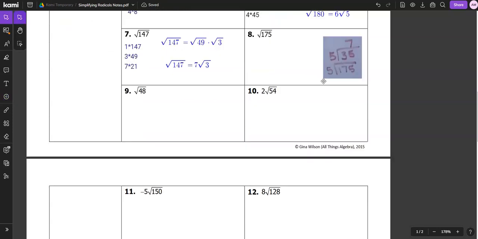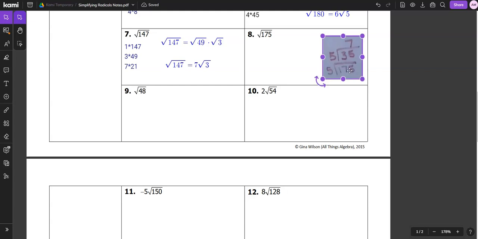One moment. Okay, so on number 8, what I'm doing is finding the prime factorization. That means I'm going to find all of the prime numbers that can be multiplied together to get us 175. Prime numbers are numbers that are not divisible by anything other than themselves and 1. 1 is not a prime number. So our prime numbers are 2, 3, 5, 7, 11, 13, 17. We probably won't need to go any further than that on this assignment.